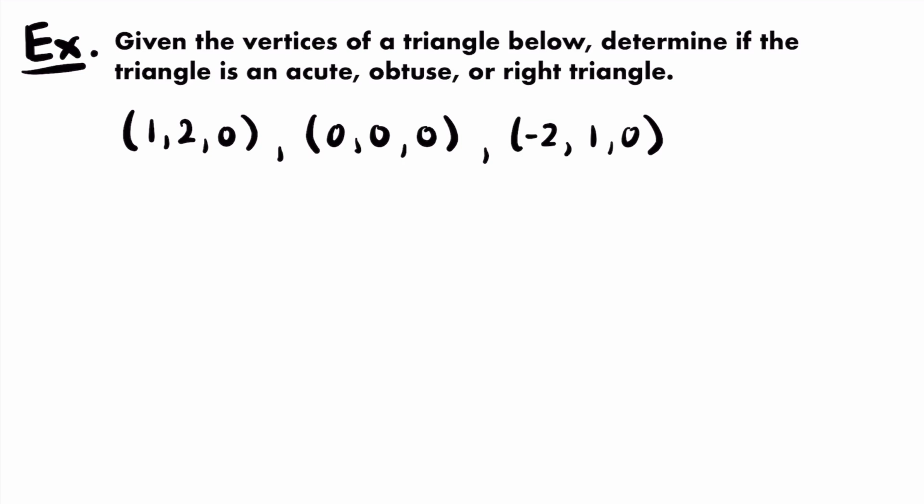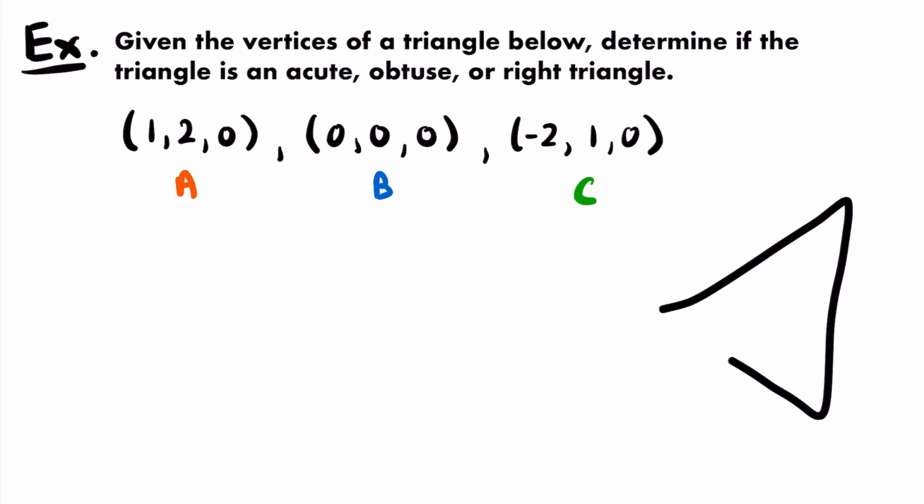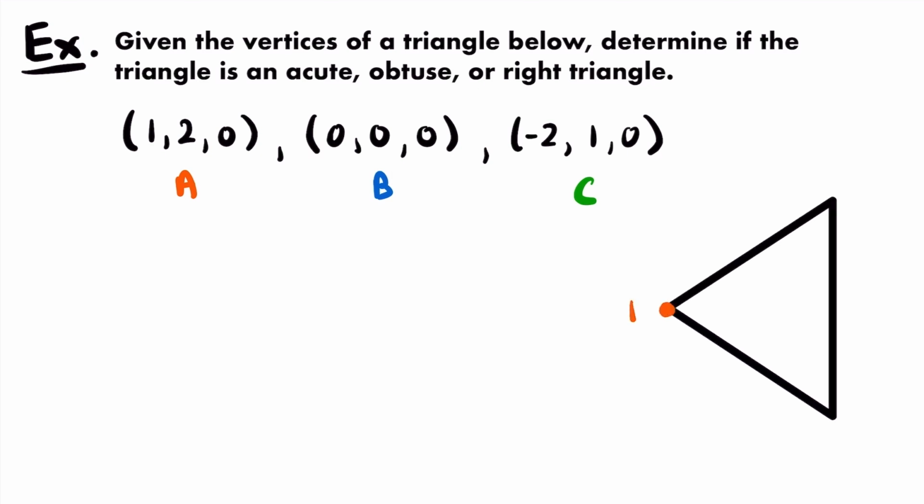To get started here, the first thing I want to do is draw a picture of what we're working with. We have three vertices that are going to make up a triangle, and I'm not going to draw an accurate sketch of these vertices in 3D. That's not going to be necessary. But what I am going to do is label each of those vertices and then just draw a generic triangle for us to reference. I'll say that this is point A, this is point B, and this is point C.